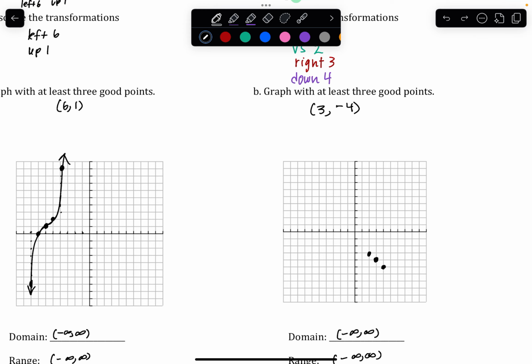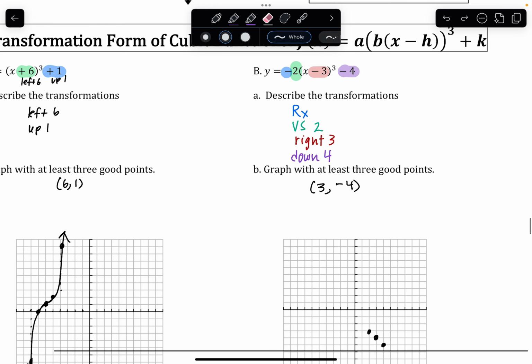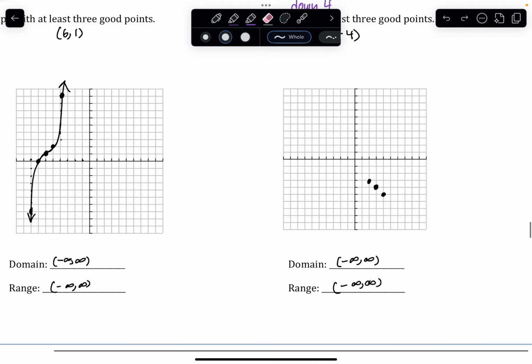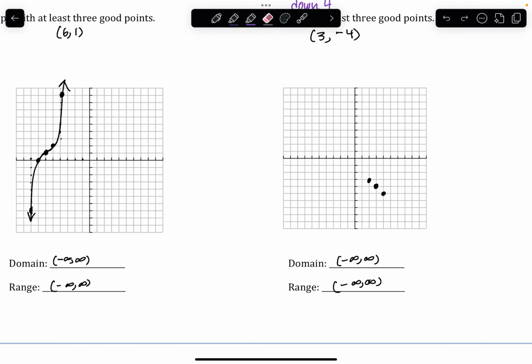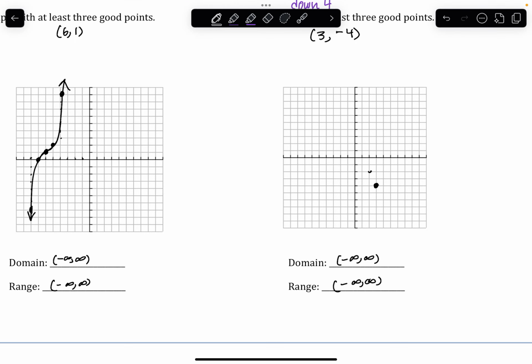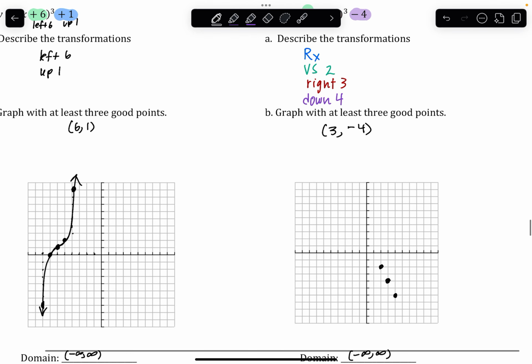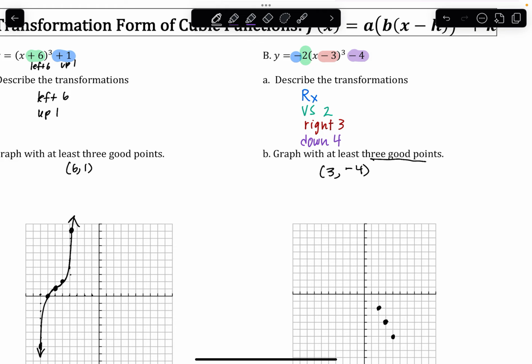But we also have a vertical stretch by 2. And so instead of having this slope of 1 between these 3 points, the slope is now going to be 2. And so we can go up 2 over 1, and we can go 2, 1. And so it says at least 3 good points. And so we've got the 3 points.